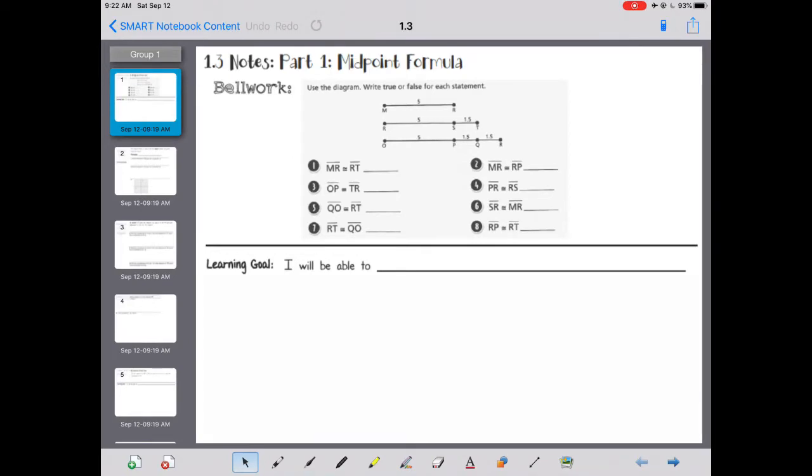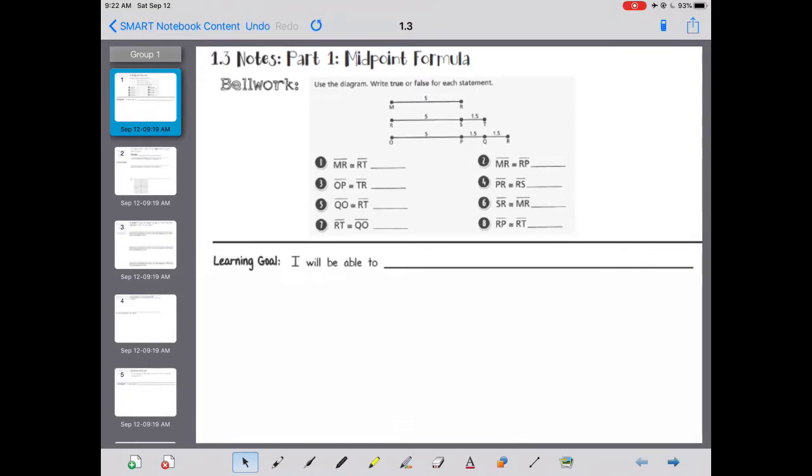Okay, if we're looking at the bell work here, use the diagram, write true or false for each statement. So this is just reviewing our line segment ideas and what we know. MR is congruent to RT. MR is 5. RT is 5 and 1.5. That makes 6.5, so that would be false.